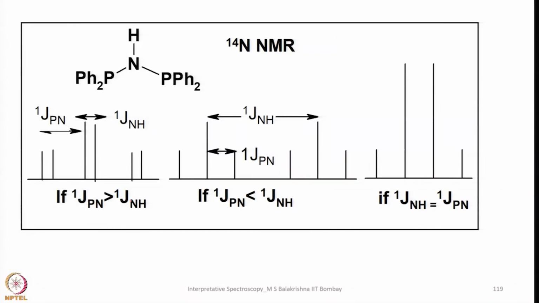So, first let us look into 1J PN coupling larger than 1J NH coupling. Since we have 2 phosphorus atoms, first it would be split into a triplet and each line will be split into a doublet, something like this. So, we have a doublet of triplets. Next, when 1J PN is less than 1J NH coupling, first it splits into a doublet and then each line will be split into a triplet because of 2 equivalent phosphorus atoms. This is how it looks in this case. It is simply something like this, something like this, and here it would be something like this.